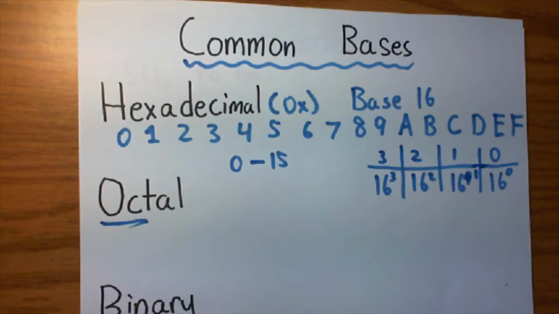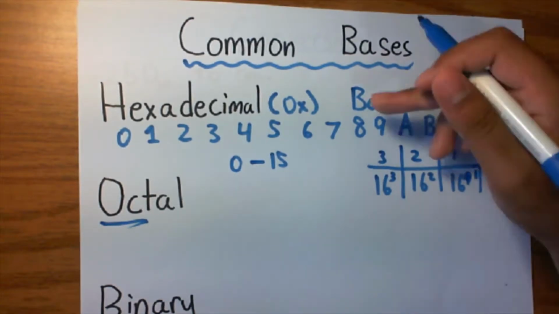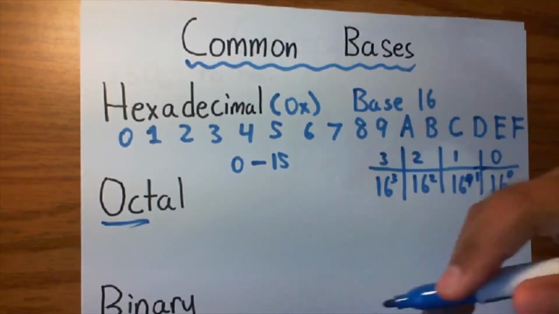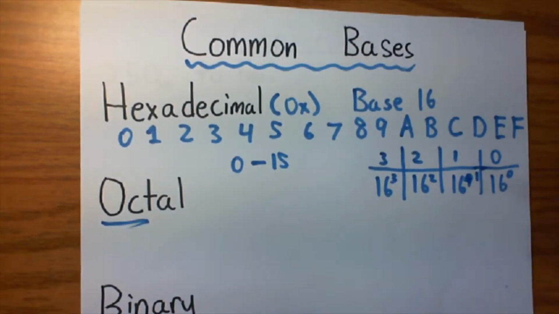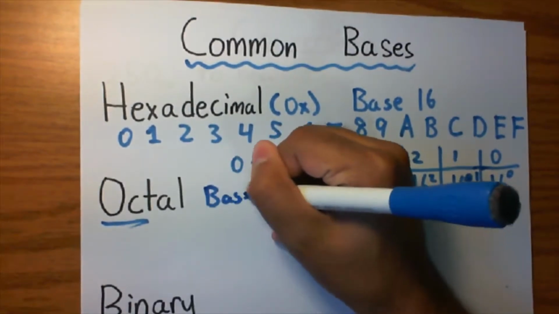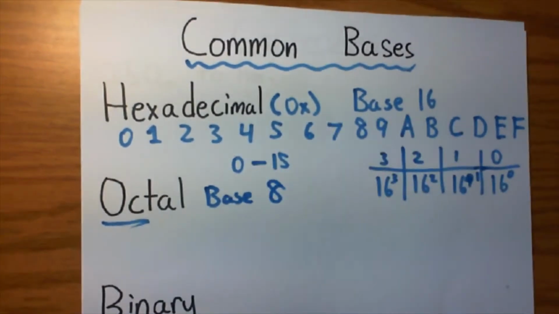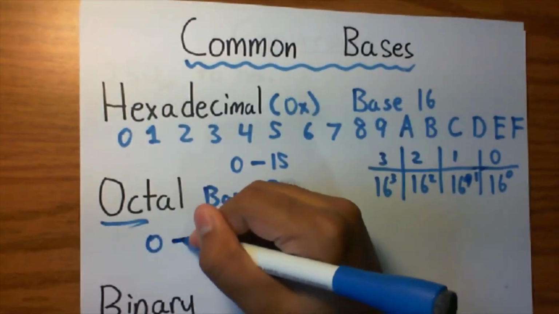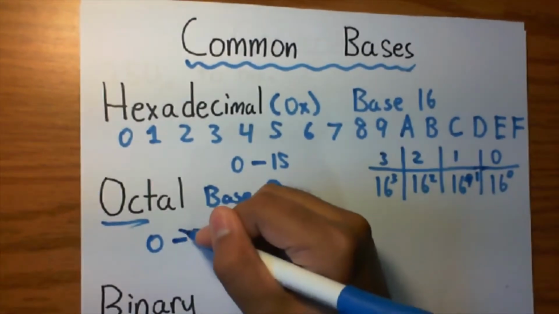Oh, and also for hexadecimal, at times, if you're doing programming languages and things of that nature, you will usually have the number written with 0x and then the number, just so people know that it's a hexadecimal number. So back to octal, this is a base of 8, so it's just 0 to 7.